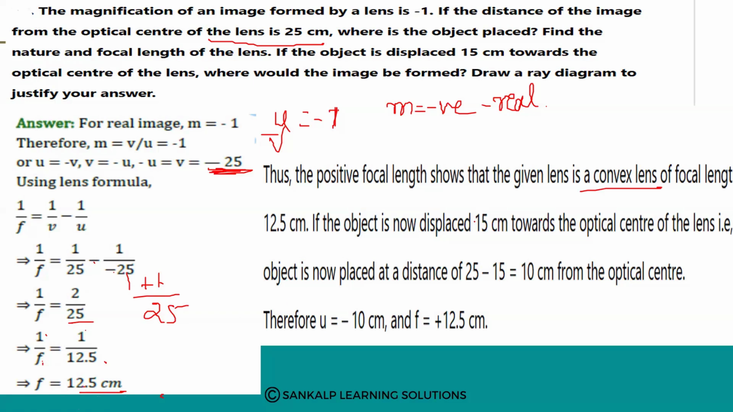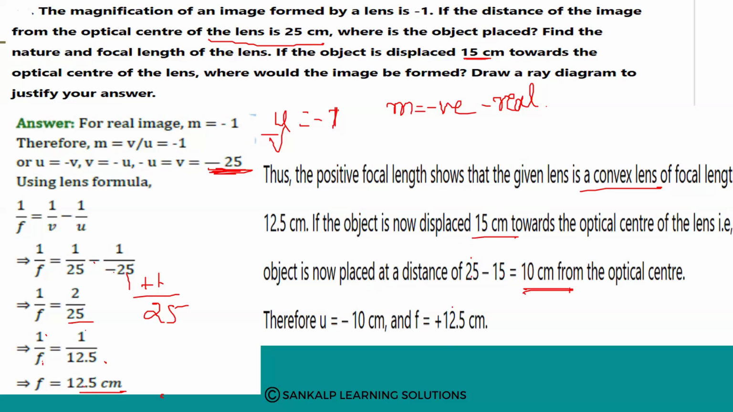If the object is now displaced 15 centimeter towards the optical center of the lens, the object is now placed at a distance of, first it was 25 centimeter, now we displaced it by 15 centimeter. So 25 minus 15 is 10 centimeter from the optical center. Now u is equal to minus 10. Okay, minus 10.